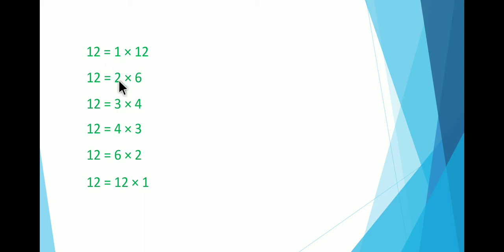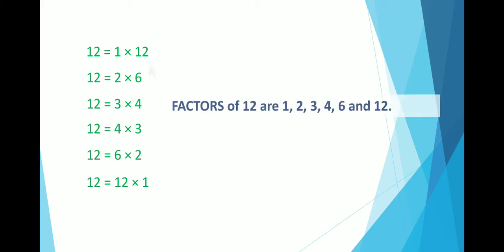So 1, 2, 3, 4, 6 and 12, or from this way also we get the same numbers, can divide 12, leaving the remainder equal to 0. So we can say that the factors of 12 are 1, 2, 3, 4, 6 and 12. The factors of 12, in short, we'll write as F12, which is equal to 1, 2, 3, 4, 6 and 12.